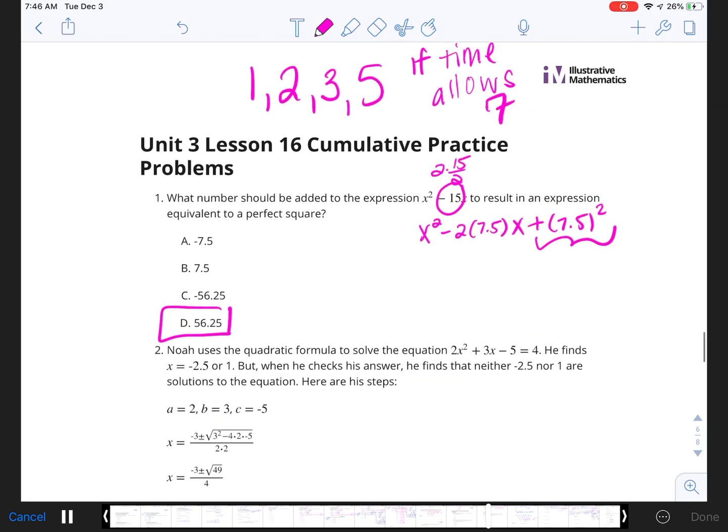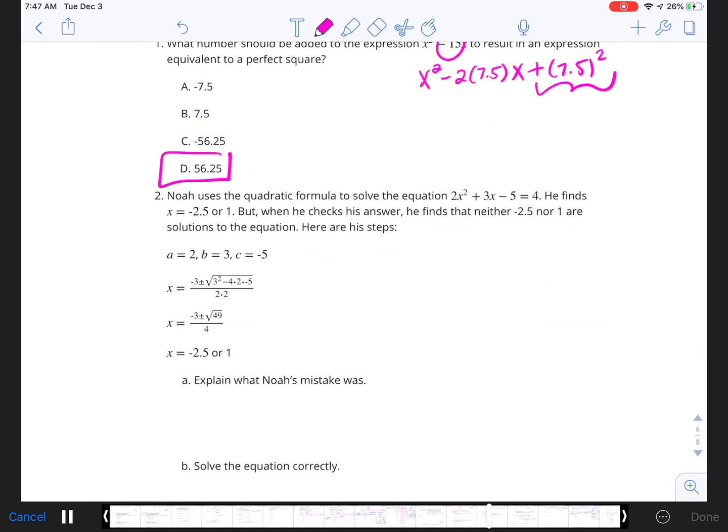When he checked his answer, he found x equal to negative 2.5 or 1, but he tried plugging back in and found that neither of those numbers actually worked. He wasn't getting the right answers. So he wanted you to check his steps. So here are his steps down here.